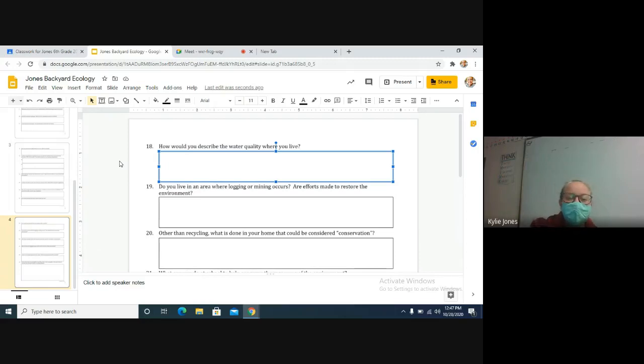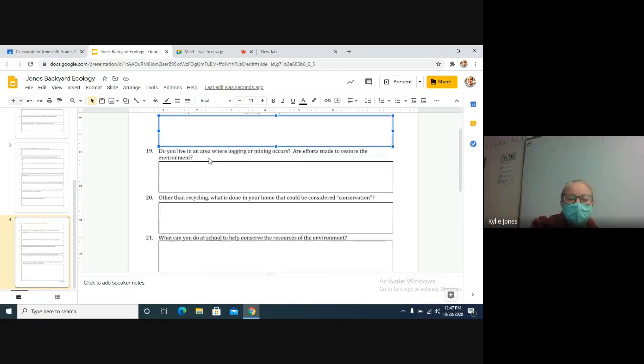Number 19, do you live in an area where logging or mining occurs? So where they cut down a lot of trees or where we mine underground? I don't think we actually have that around here. I'm not sure that you guys have that around here. But maybe look it up and maybe there were some old ones in Winslow. So maybe use an old one there instead.